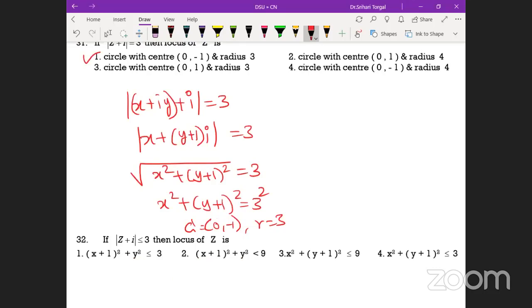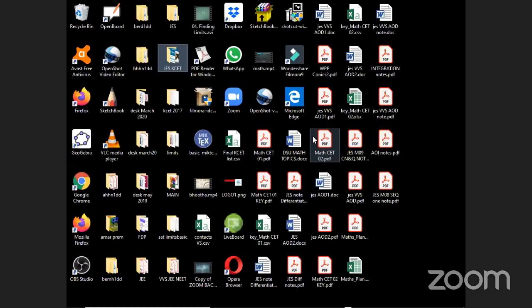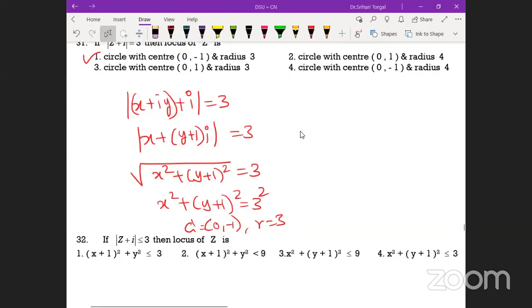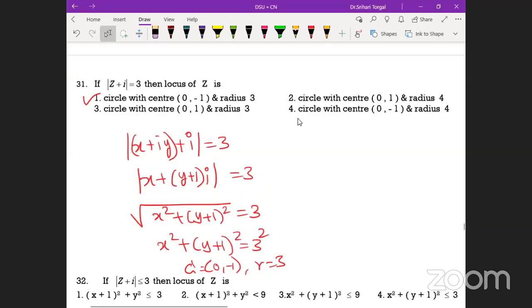Option 1 is the right answer. Right? Yeah, x plus iy plus i. So then I'll tell you how to calculate directly. If you take it like this, I'll tell you how to take this. Yeah, modulus of z plus i is equal to 3 is there.